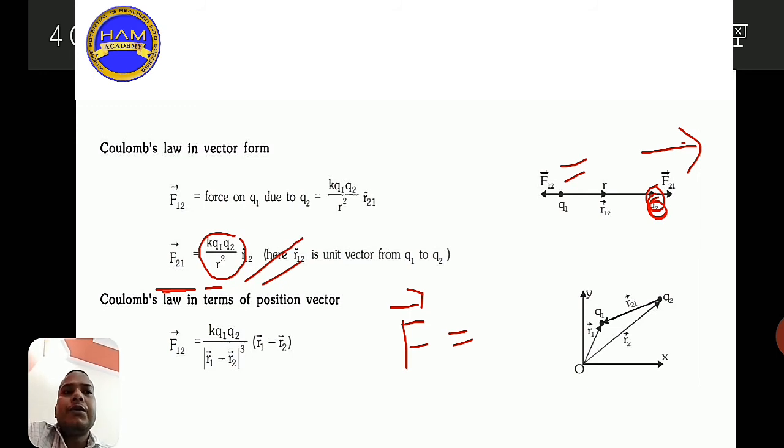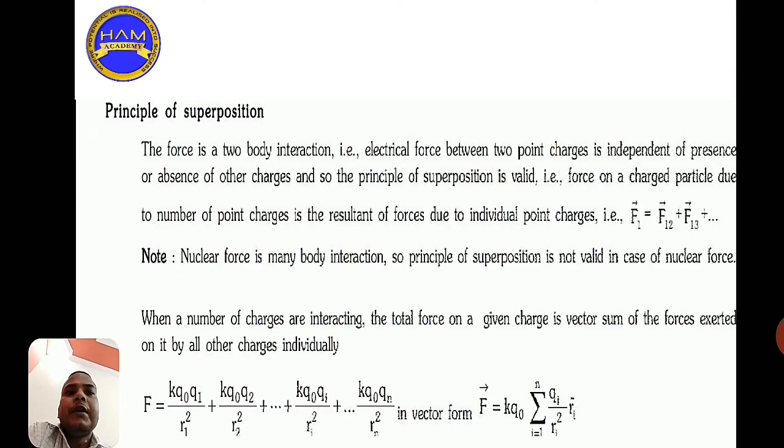Similarly, if Q1 is stationary, then Q2 will apply a force, either repel or attract. So the force F12 vector is equal to K Q1 Q2 upon R square. This is the magnitude, and R21 cap is the direction. So we can also write Coulomb's law in vector form.